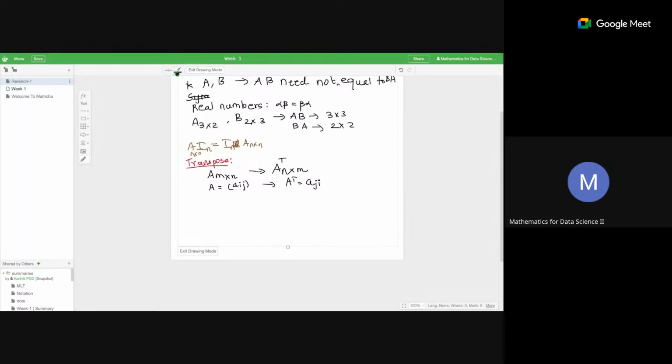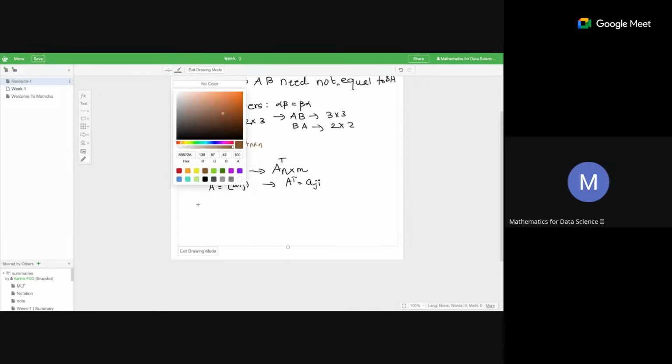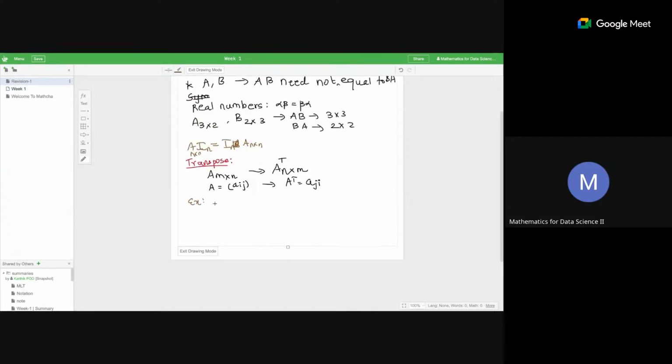Maybe if you see some example, you will feel that this is a very easy operation. So let us look at an example. A is equal to 2, 3, 1, minus 1, 0, 3. Now what is the size of this matrix? 3 cross 2, 3 by 2, right? Now can you tell me what should be the size of A transpose? 2 cross 3.